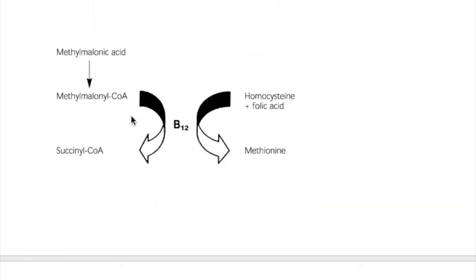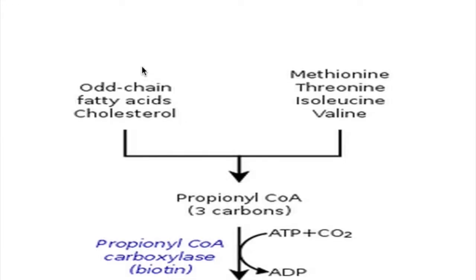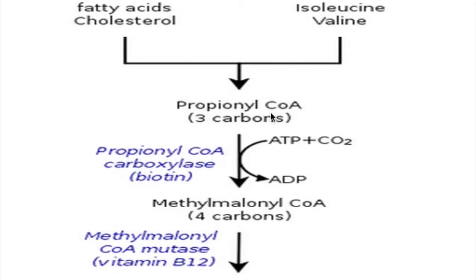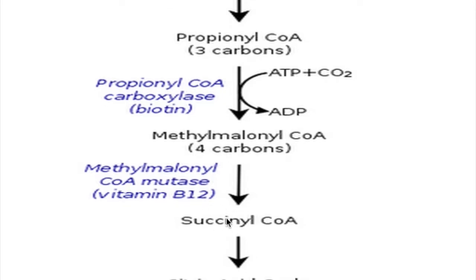The other action of vitamin B12 is the conversion of methylmalonyl-CoA to succinyl-CoA. Deficiency of vitamin B12 causes defective myelin. So all these odd chain fatty acids, from acetyl-CoA and from cholesterol and also from methionine, threonine, isoleucine, are converted to propionyl-CoA, which is a 3-carbon compound, takes a carbon and an ATP, converting it into methylmalonyl-CoA. Biotin is a cofactor. And then methylmalonyl-CoA is converted to succinyl-CoA by the enzyme methylmalonyl-CoA mutase.